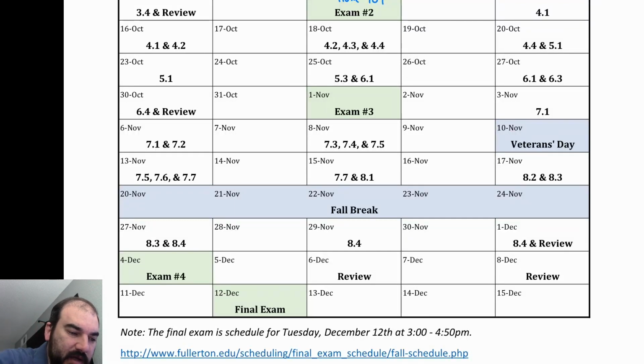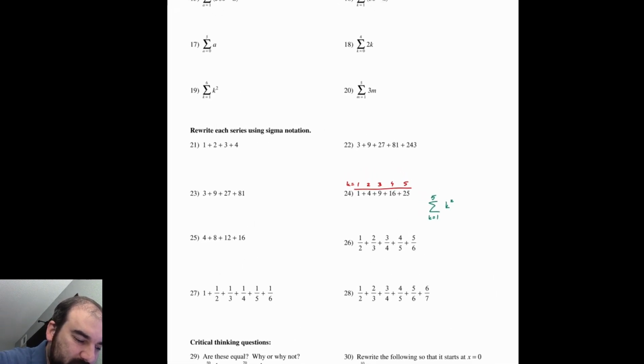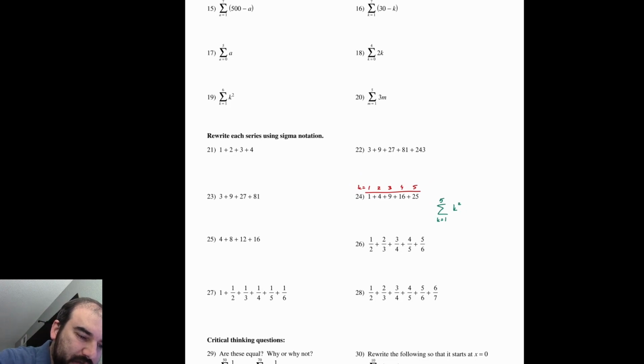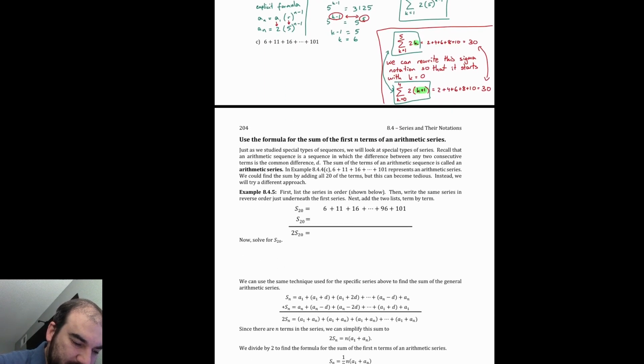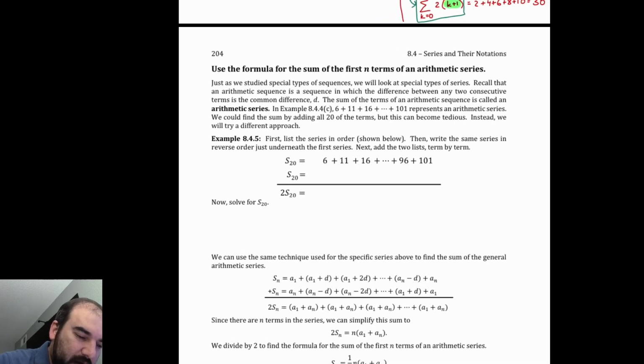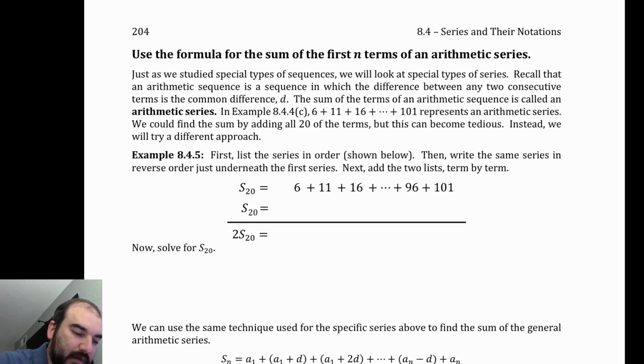Okay, so today we are going to continue with chapter 8.4. Last time we learned a little bit about sigma notation, and we had a worksheet which you can continue working on today if you didn't finish it last time. But as far as the workbook is concerned, we're going to continue and talk specifically about sums of arithmetic and geometric series and get some formulas for those.